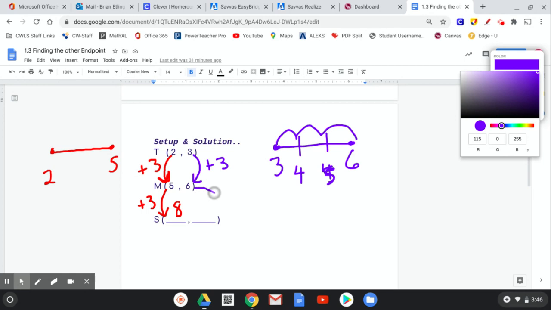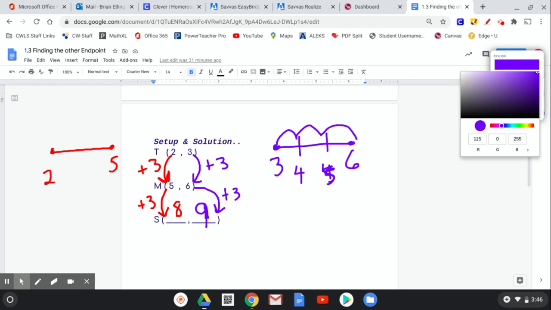We're going to do the same thing to find the y coordinate for S, and we're going to add 3. 6 plus 3 is going to give us 9. That is going to be our coordinate, okay? (8, 9) is our solution. So that's it. If I find the endpoint, (8, 9), that's the solution. We are done. We're good to go.